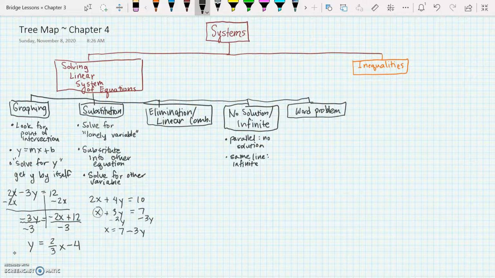And then I take that and put it into the other equation. So I have 2 times x plus 4y equals 10. And instead of x, I'm going to write 7 minus 3y because that's what x is equal to. Then I'm going to set up my railroad tracks. I'll distribute.